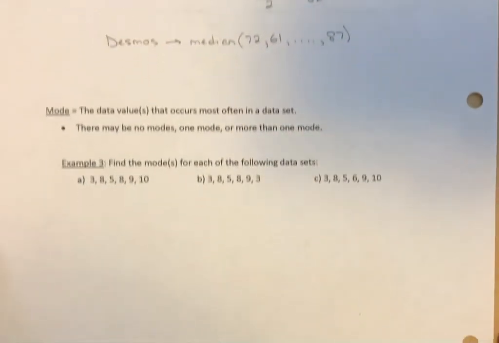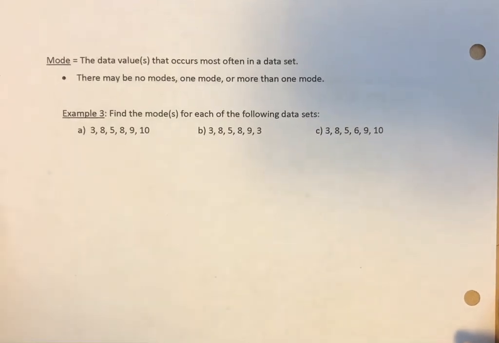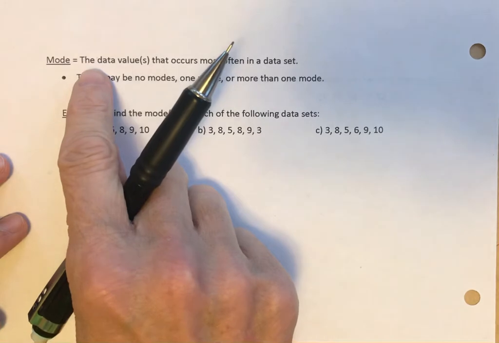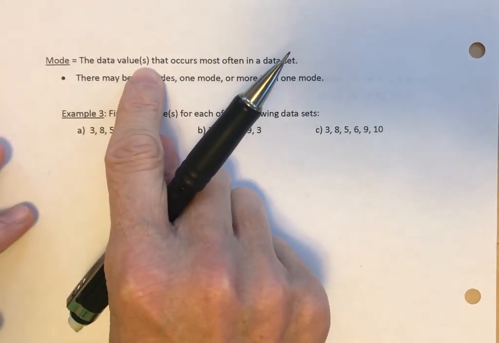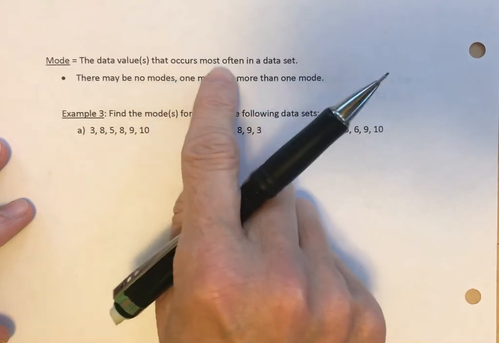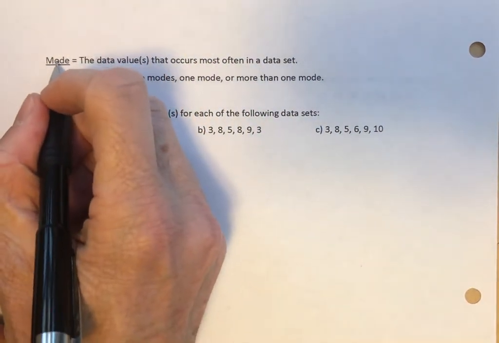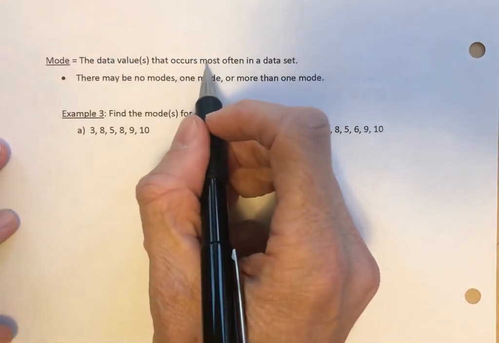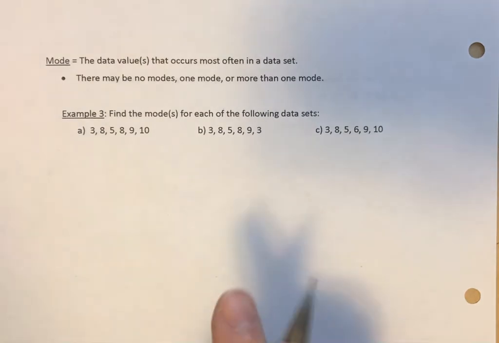Okay, the last measure of central tendency to talk about is the mode. The mode is the data value or values, because you can have more than one mode, that occurs most often in a data set. I like to think of this: MO for mode, MO for most. That works for me to remember what the mode is.